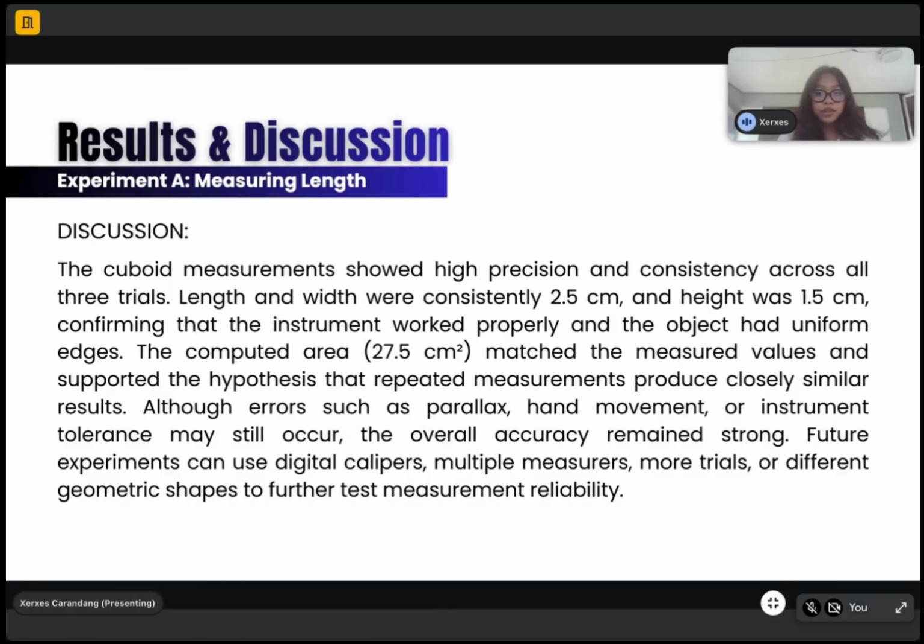In short, the cuboid showed identical values in all 3 trials. This means that the instrument and method used were precise. The area computed was 27.5 centimeters squared. This supports our hypothesis that repeated measurements of a regular object will result in almost identical values.